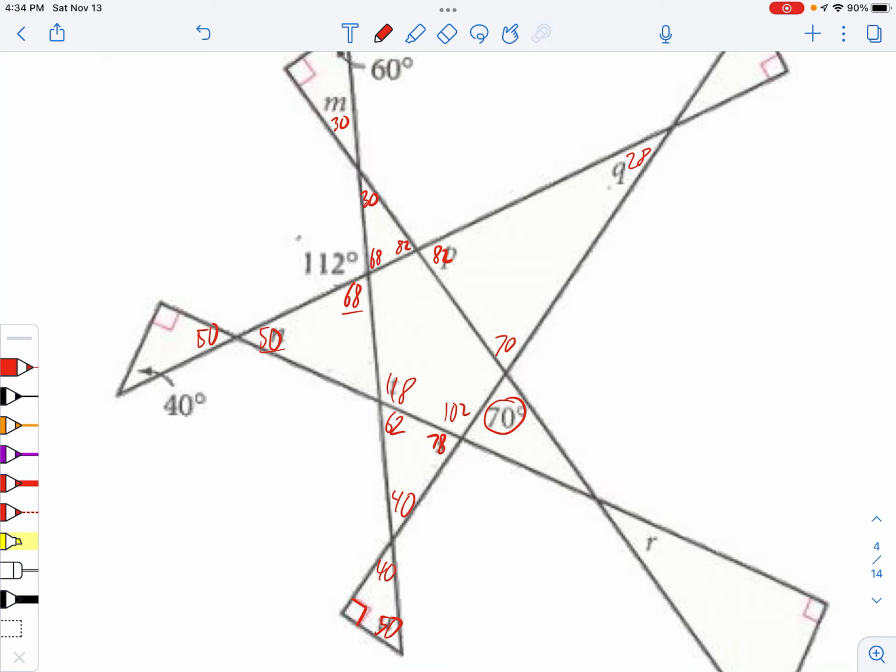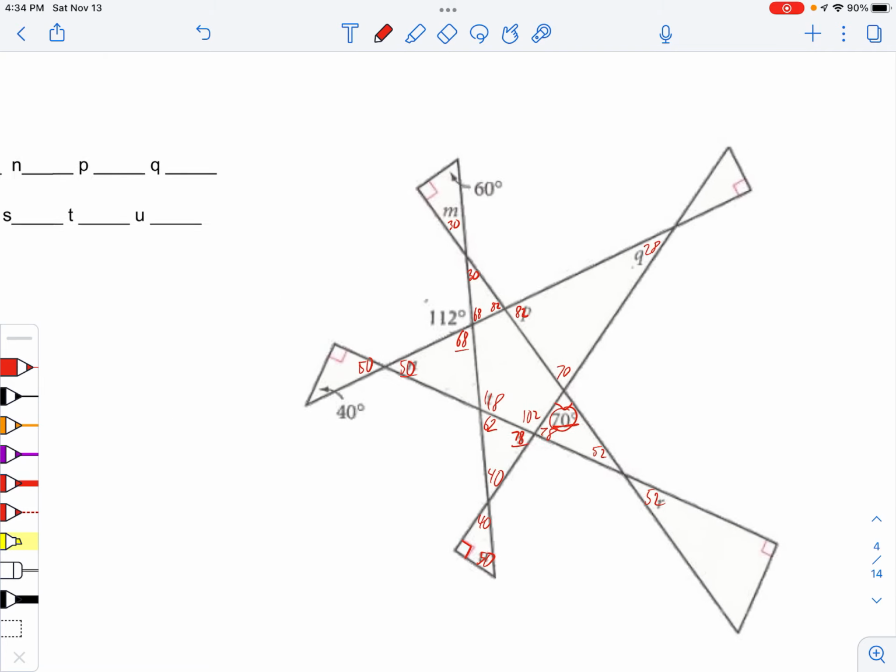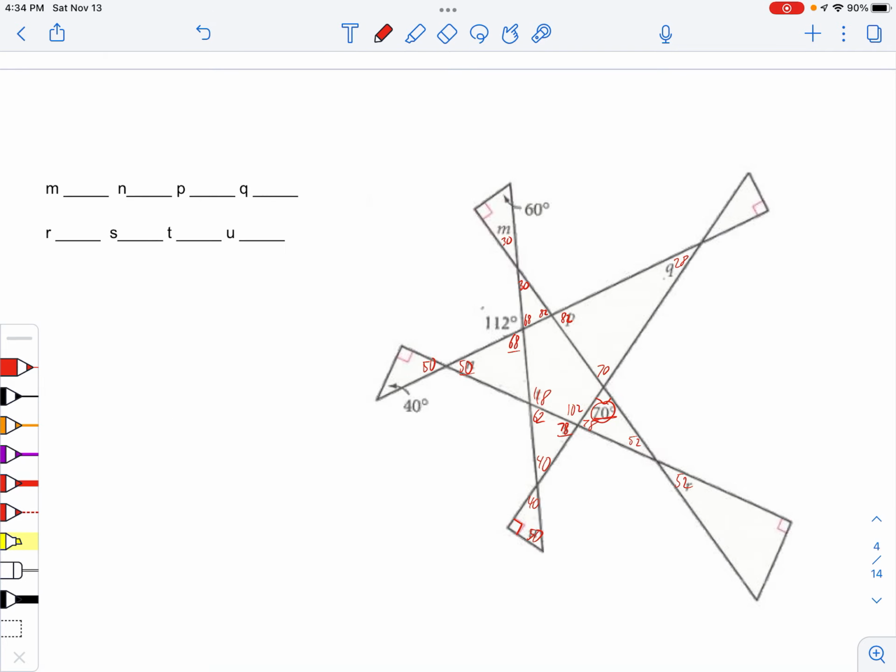Only angle left now is angle R. I've got the 70, which is this angle, and the 78. So that's 78 by vertical angles. So I've got now this triangle. The 70 plus the 78 is 148. 180 minus the 148 is 52, which means angle R is 52. And now we've got all of the angles that we were trying to find.